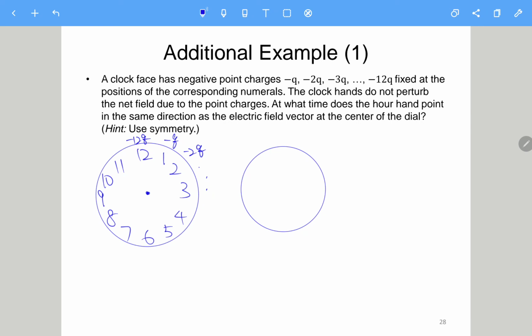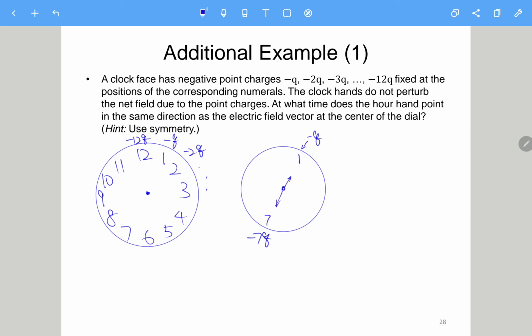Okay, so let us try how to use the cancellation. For 1, we have a negative q, and for 7, we have a negative 7q. So you can imagine part of them will cancel each other, because for negative q, the E field generated by it will point to the upper right, top right, and the E field generated by negative 7q will point to the bottom left.